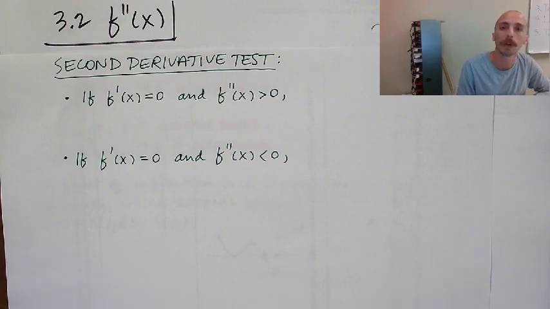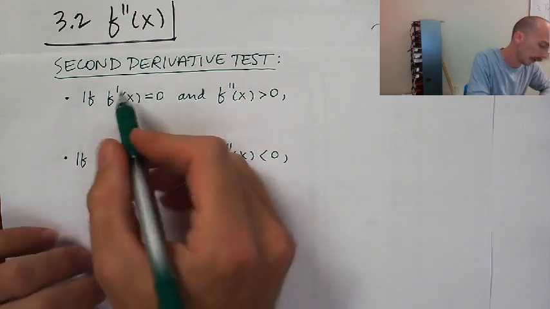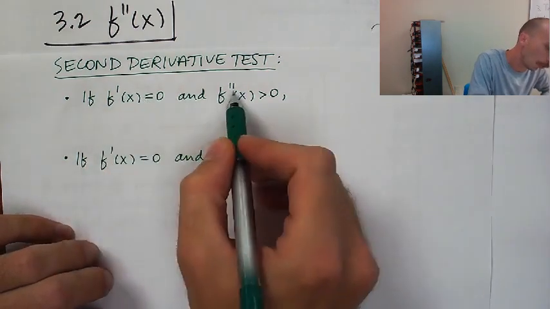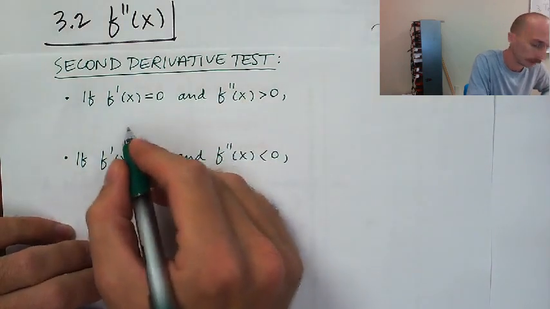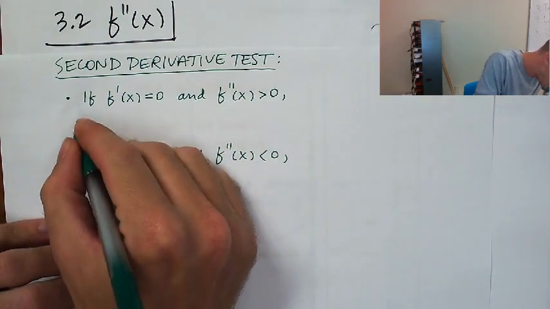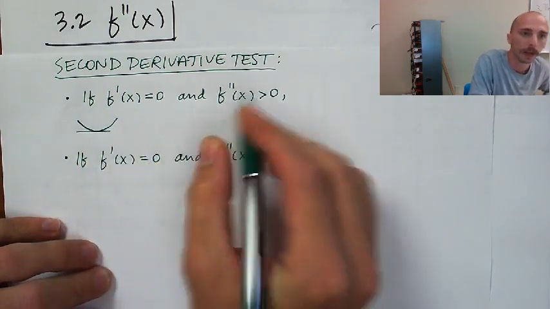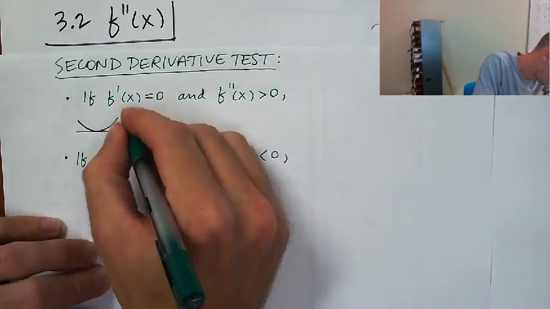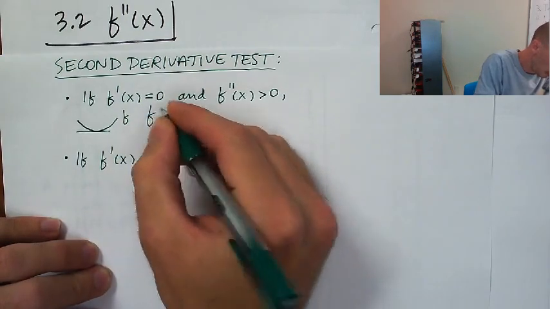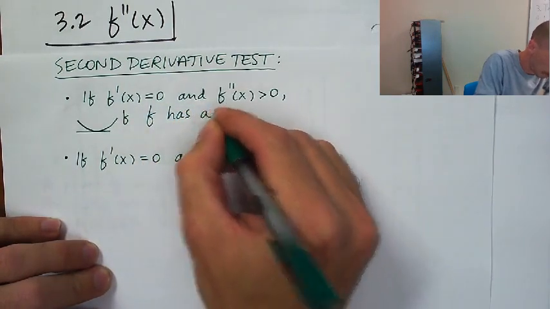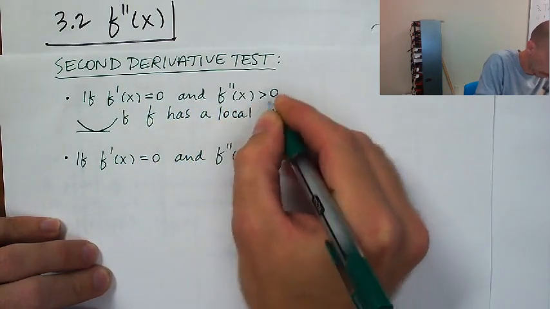But if we already know that we're sitting at a place of horizontal tangency, and we have a flat tangent while being concave up, so flat while concave up, the derivative is increasing. Then, okay, this would be the graph of f. We know f has a local minimum.